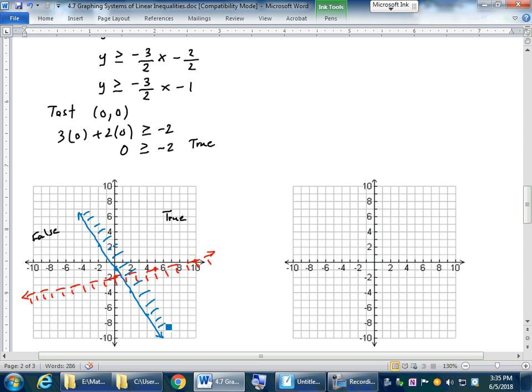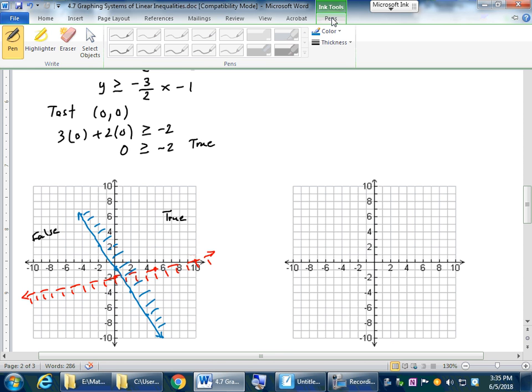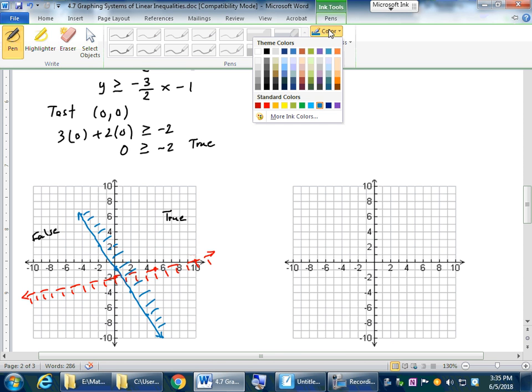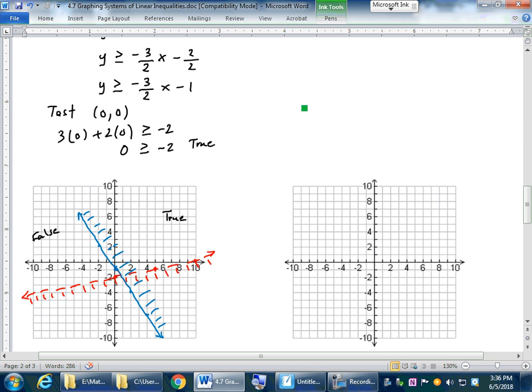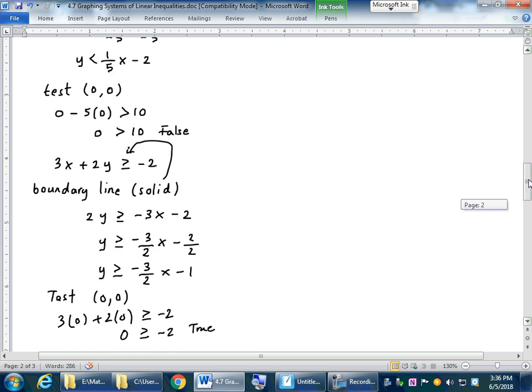Since this is a system of inequalities, the solution that we are looking for is the shaded region that is overlapping, meaning everything in here will be our solution. So that's the reason why I asked you to shade just close to the line, so that your final answer can be clearly seen. Okay, let's move on to the next example.